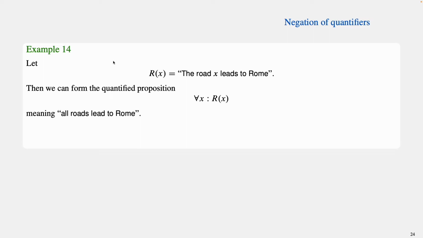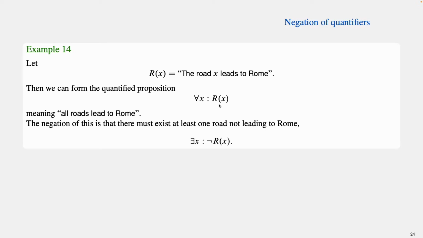Let's look at another example where we can practice negating quantified propositions. Here I have the predicate R(x), stating the road x leads to Rome. We can form the quantified proposition for all x, R(x), meaning all roads lead to Rome. The negation of this is that there has to be at least one road that does not lead to Rome. So the negation is there exists an x such that not R(x).